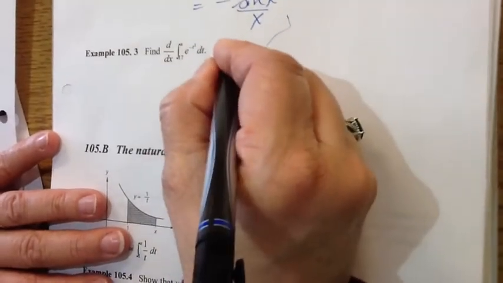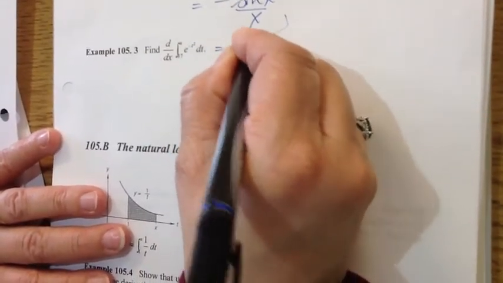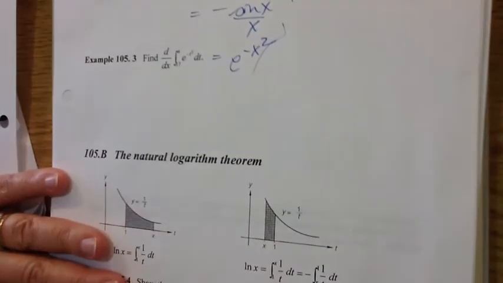So what's my answer? E to the negative x squared. Very good.